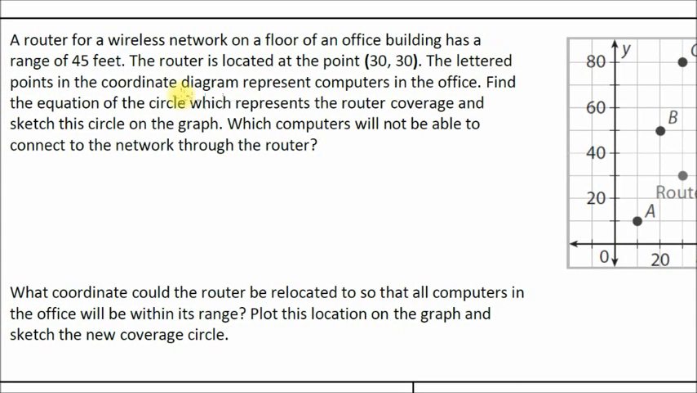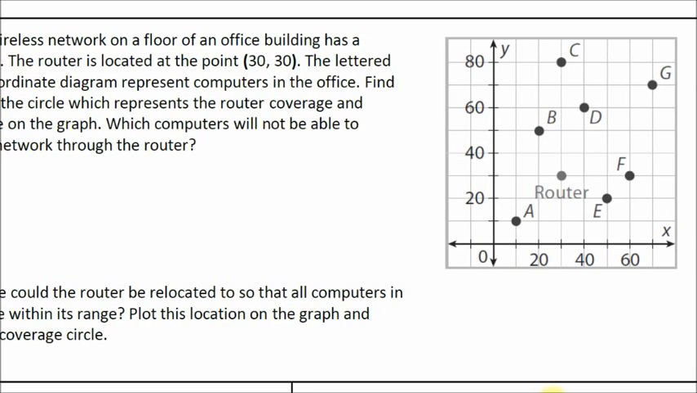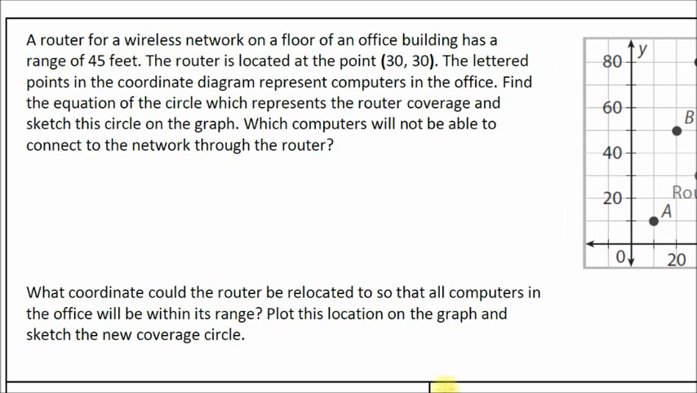The lettered points in the coordinate diagram represent computers in the office. So if you see on here, we've got A, B, C, D, E, F, G. Those are all computers on the floor of the office. Here's what they're asking us now. Find the equation of the circle which represents the router coverage and sketch this circle on the graph. And then the second question is, which computers will not be able to connect to the network through this particular router? That means they're out of range.